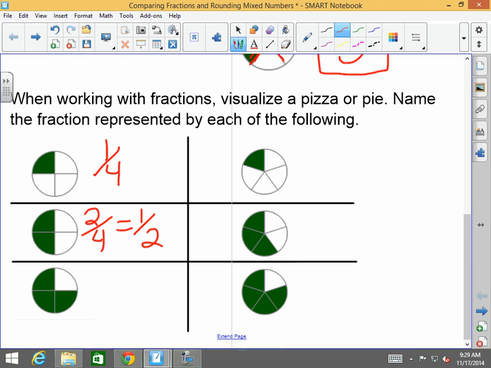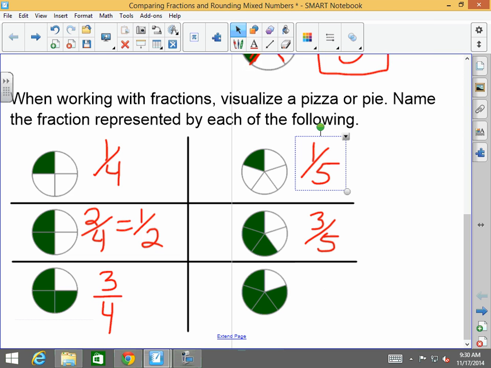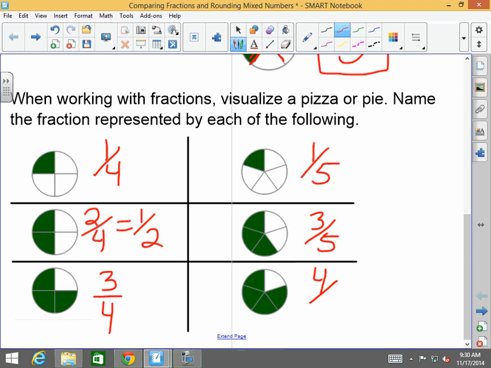3 out of 4. Very good. Next. 1 out of 5. 1/5. Excellent. Next. 3 out of 5. 3/5. Excellent. And 4 over 5, or you could just say 4/5. Excellent.